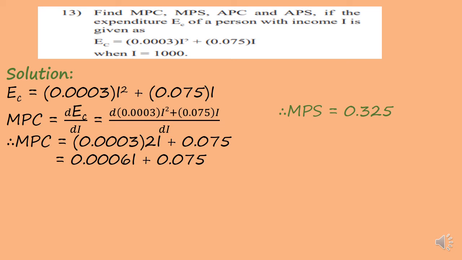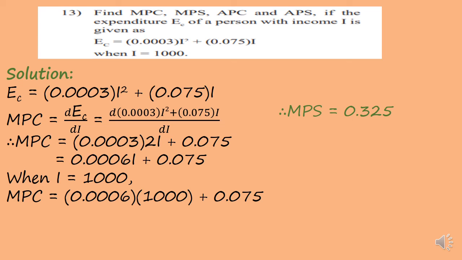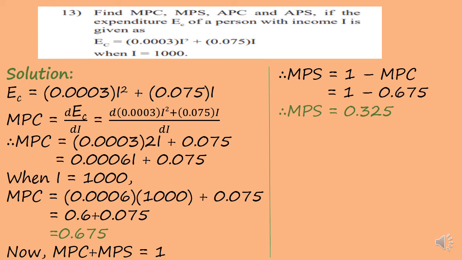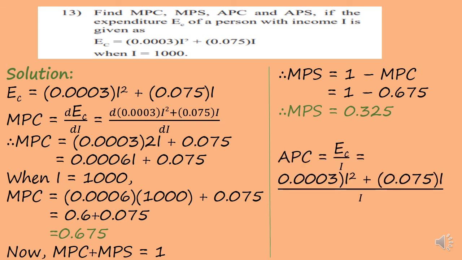Now in this we just put I as 1000. So when the income is 1000 rupees, MPC becomes, see the first term is multiplied by 1000 here. Thus we get this term, that is 0.6 plus 0.075. So MPC becomes 0.675. We also have MPC plus MPS is equal to 1. And therefore we can calculate MPS as 1 minus MPC, which becomes 1 minus 0.675, which is this value. So we have got MPC and MPS in this particular sum.